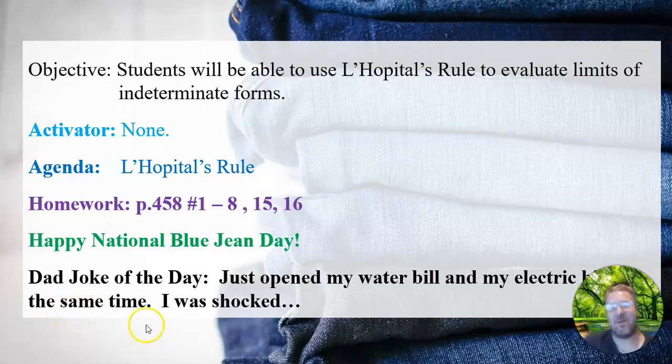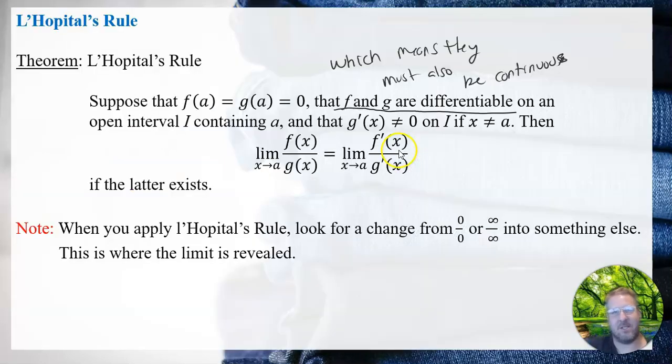This is Unit 4, Day 12, as we're exploring L'Hopital's rule, which is basically a shortcut, a way of finding a derivative when you're given an indeterminate solution. And we'll talk about that in just a second.